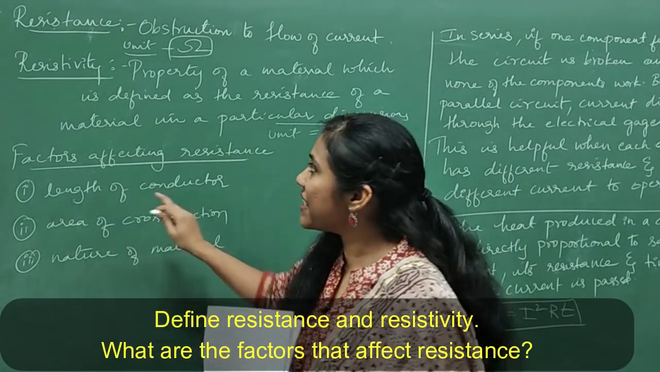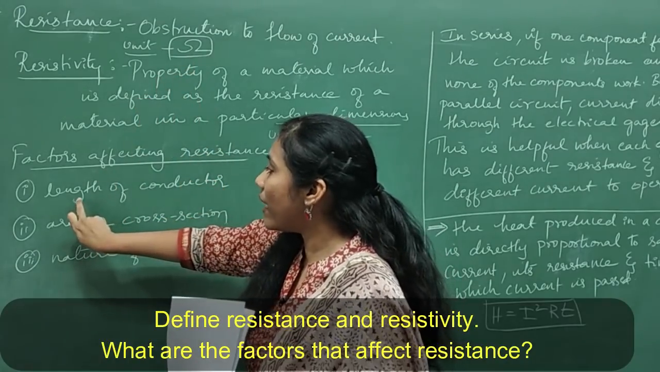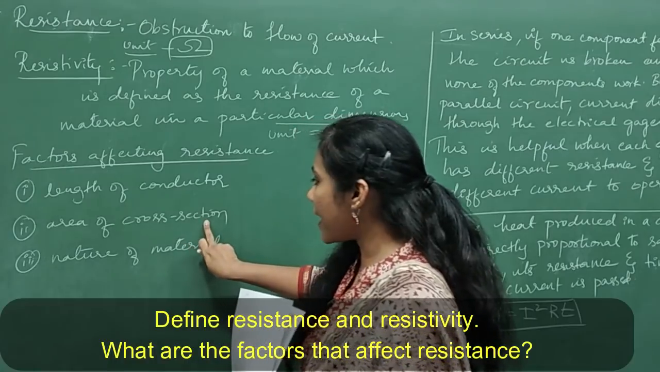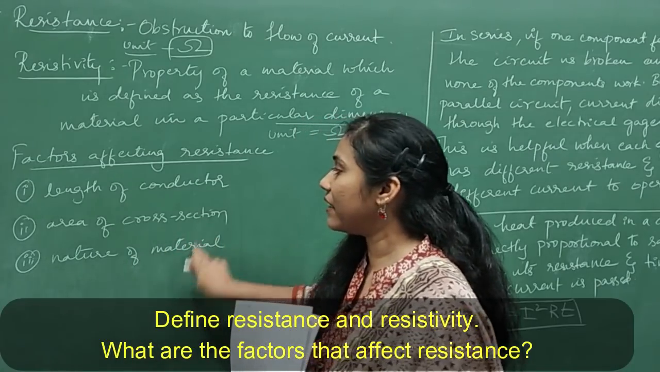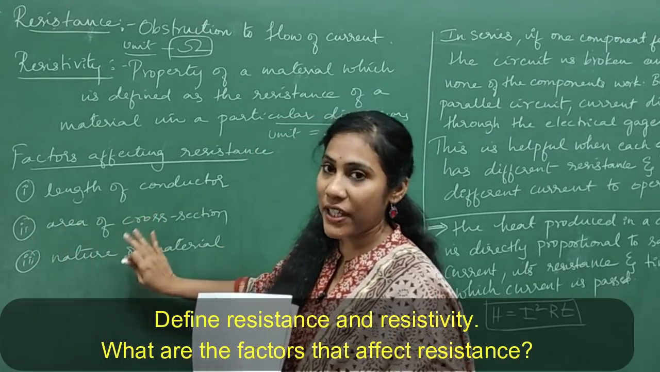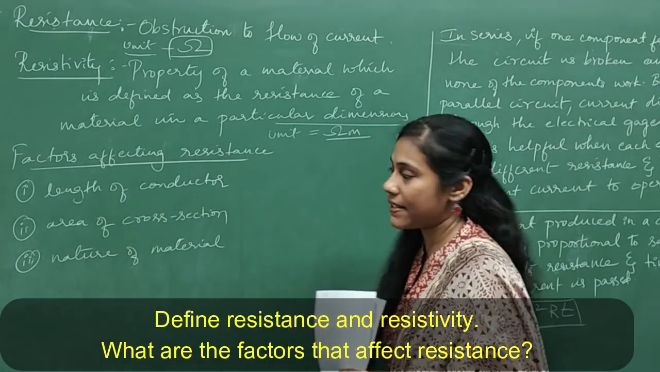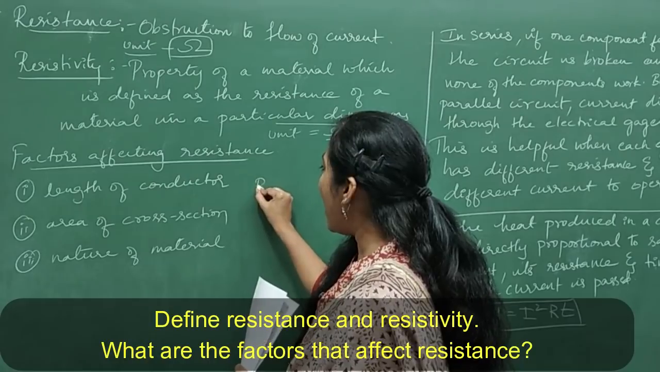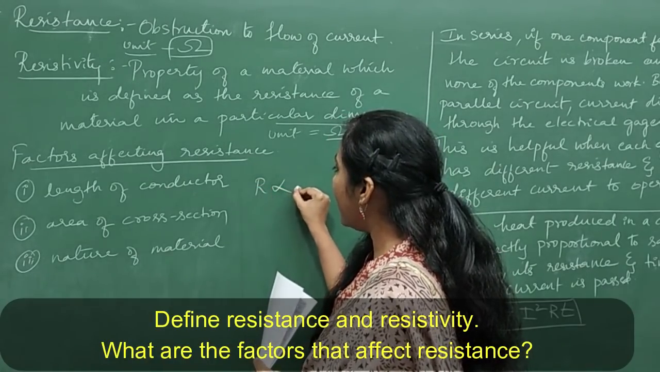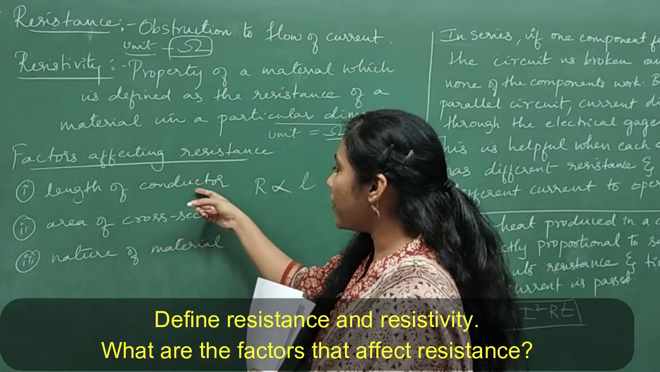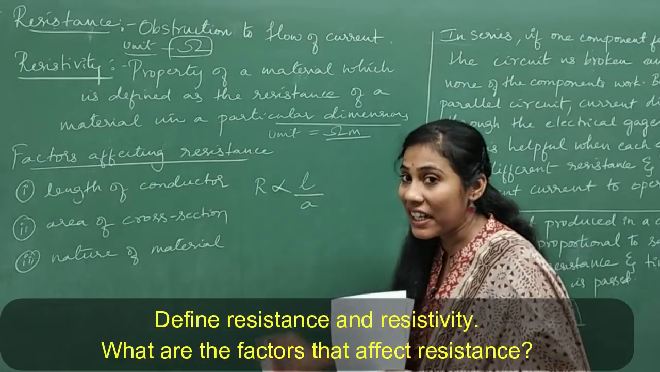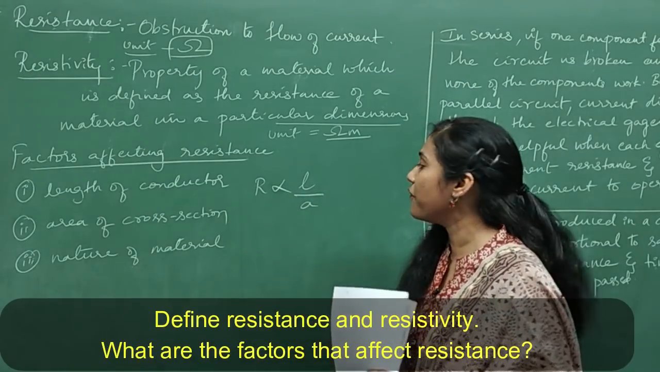And what are the factors that can affect resistance? One is the length of a conductor, right? Area of cross section, nature of material. This is a very important question. Mention the 3 points which can affect the resistance. And what is the formula? R is directly proportional to length of a conductor, inversely proportional to area of cross section of a conductor.